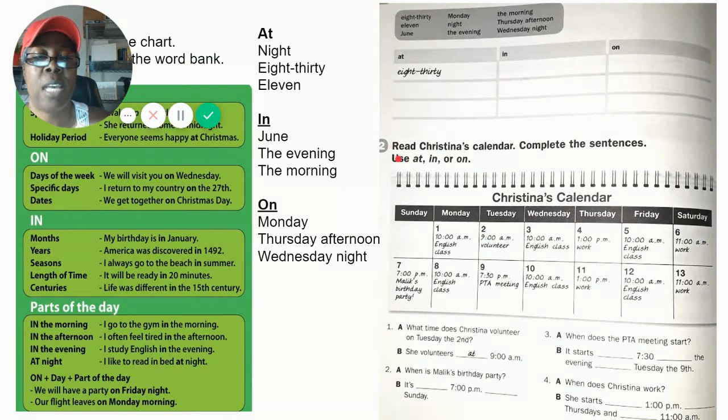Now let's look at exercise 2. We are going to read Christina's calendar. Complete the sentences. Use at, in, or on.